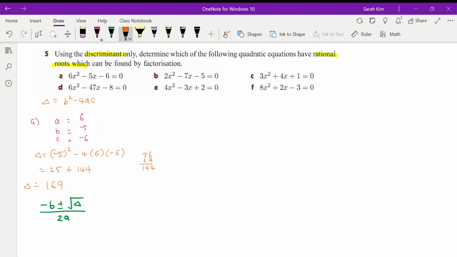So what that means is if I put a square root over that discriminant, what am I going to get? If I get a whole number, that is a rational root. So if I get a whole number, which is 13, it becomes a rational root. So this one, therefore, has a rational root. And you can just figure it out by using the calculator. You can just chuck it in the calculator, square root of 169. And that's it, as long as you summarize that.